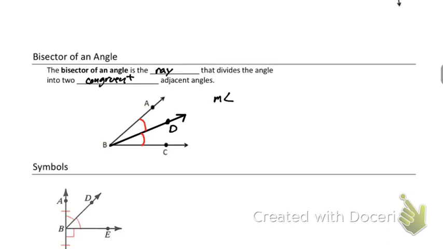So let's just say that the measure of angle ABC equals 60 degrees. What's the measure of angle ABD? Yeah, it's going to be 30 degrees. It cuts it right in half, right? So if that's 30 degrees, then the other one is going to be, do you want to answer that? I saw your hand lingering. Also 30.